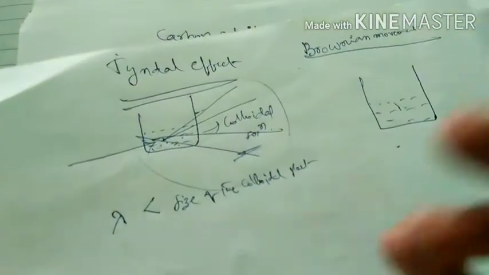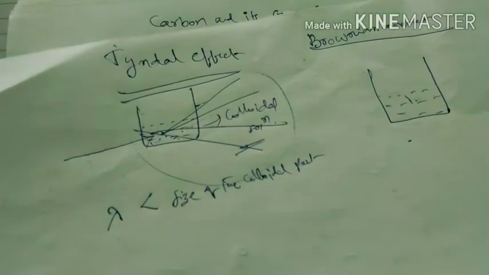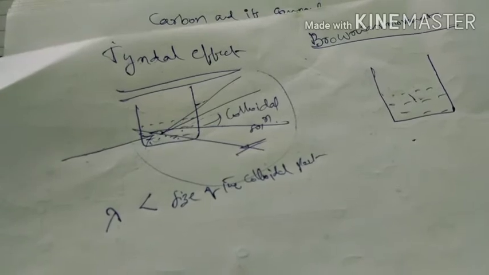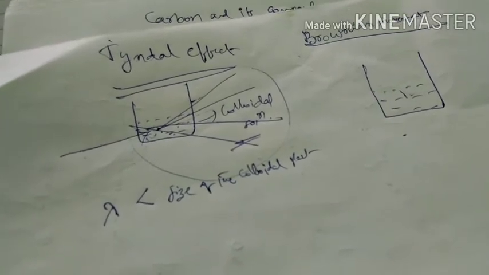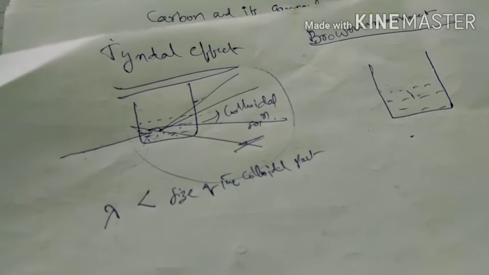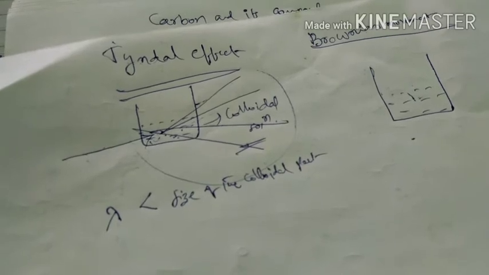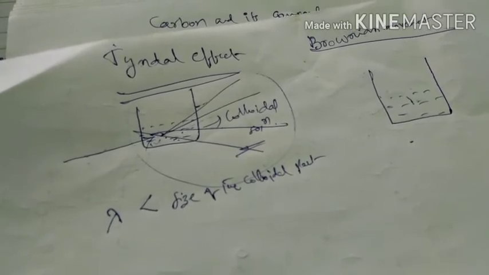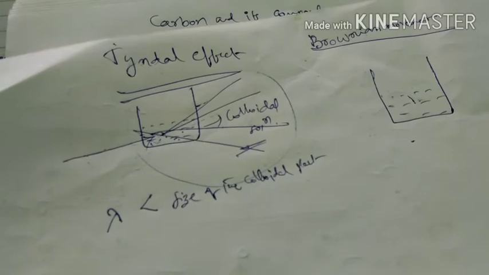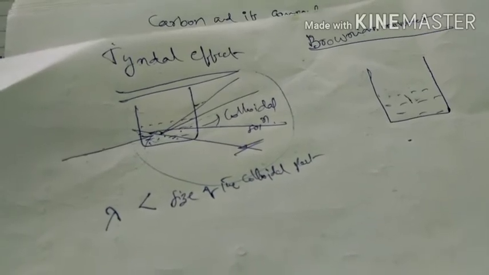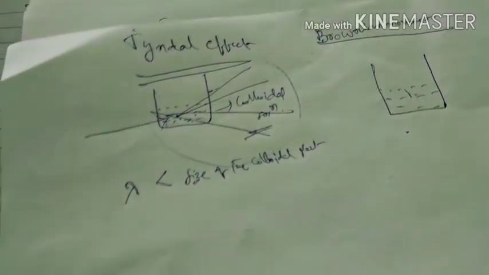Here the Tyndall effect definition is the phenomenon of scattering of light by the colloidal particles when white light is passed through colloidal solution. That is called Tyndall effect. Here the Brownian movement definition is the randomness of colloidal particles in liquid dispersion medium is called Brownian movement. One more definition is the zigzag movement of colloidal particles in liquid dispersion medium is called Brownian movement.